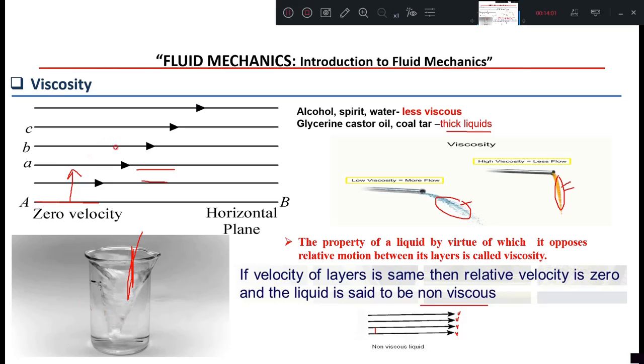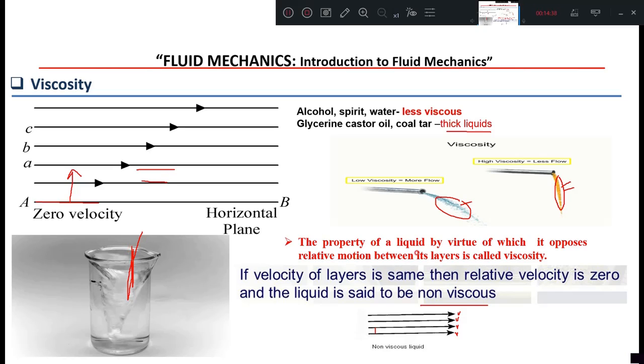Whenever a fluid starts flowing on a horizontal surface, there will be a relative motion between the fluid layers. Here, the faster layer tends to accelerate the slower one, and the slower layer tends to decelerate the faster layer. Hence, there is a relative motion between the fluid layers, and that relative motion is because of the viscous forces existing between the layers.